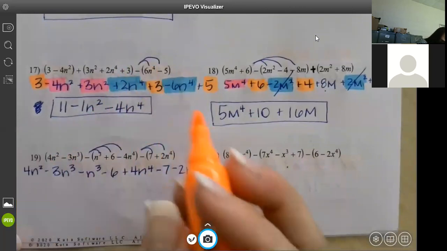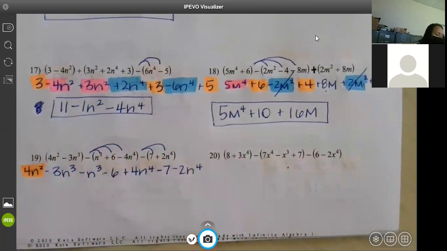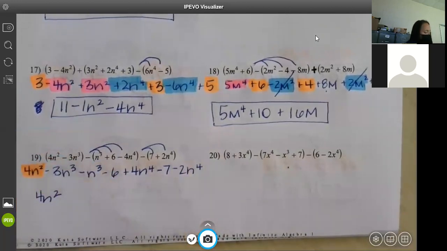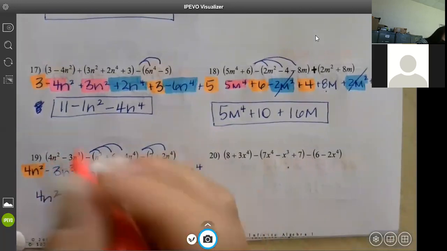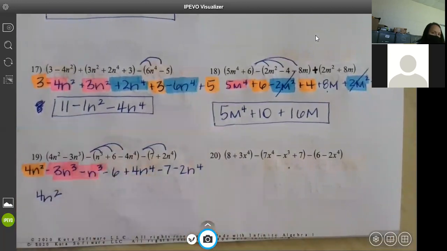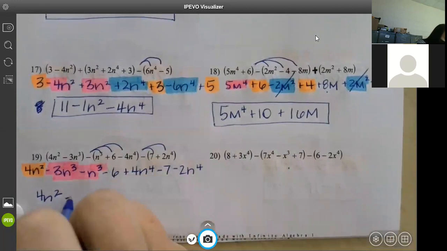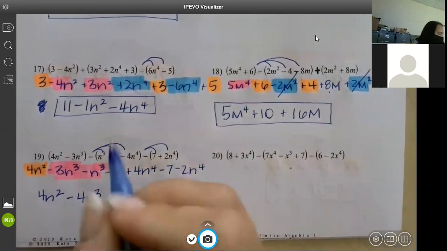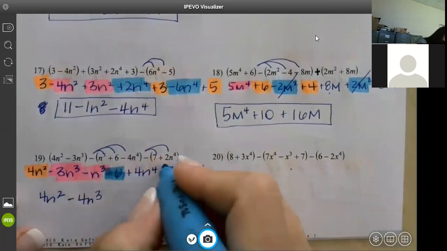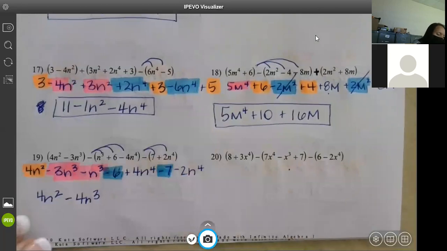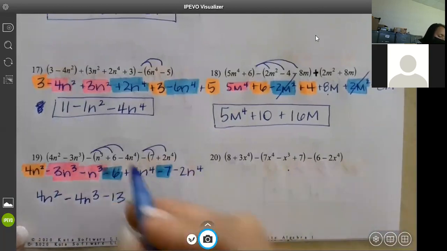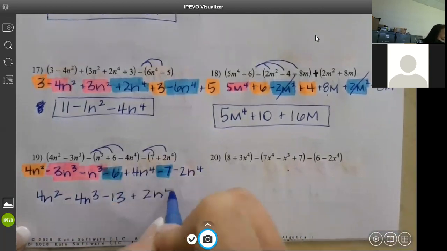Find your like terms. I only have 1 n squared, so we're going to write that down, 4n squared. My n cubes, I have a negative 3 and a negative 1. When I add that up, it gives me negative 4n cubed. We have a negative 6 and a negative 7, which makes a negative 13. And the last thing I have is 4 minus 2, or 2n to the fourth.